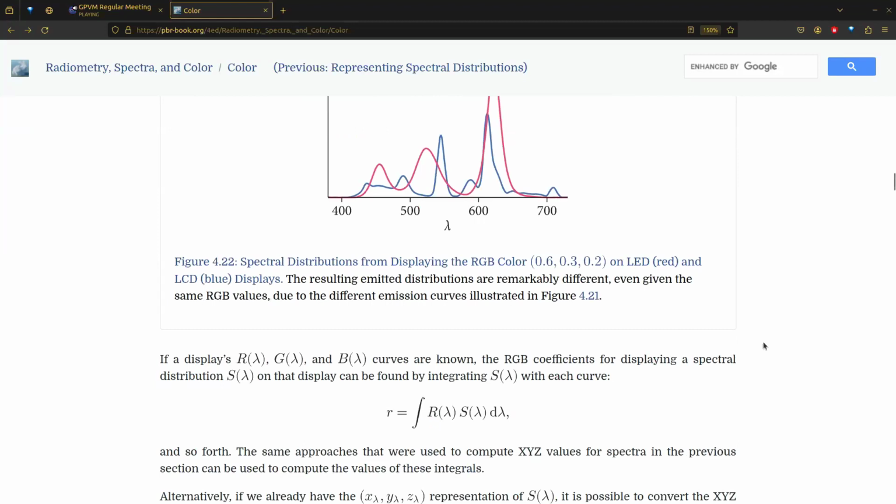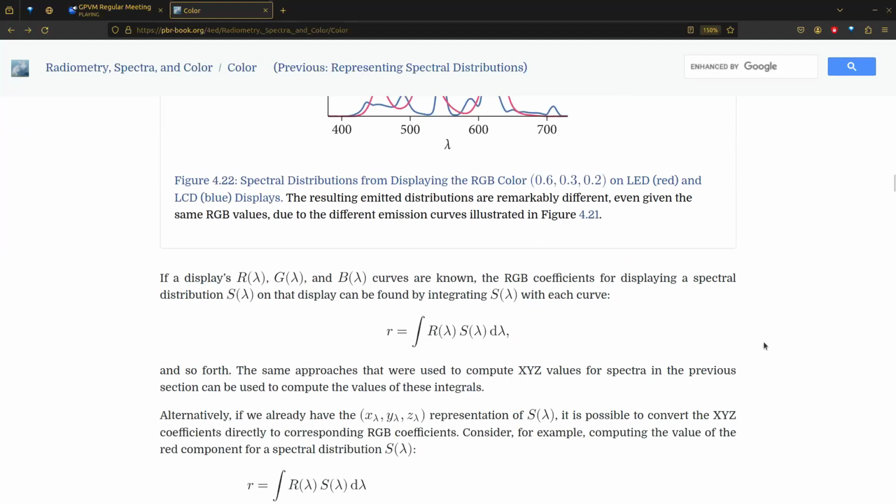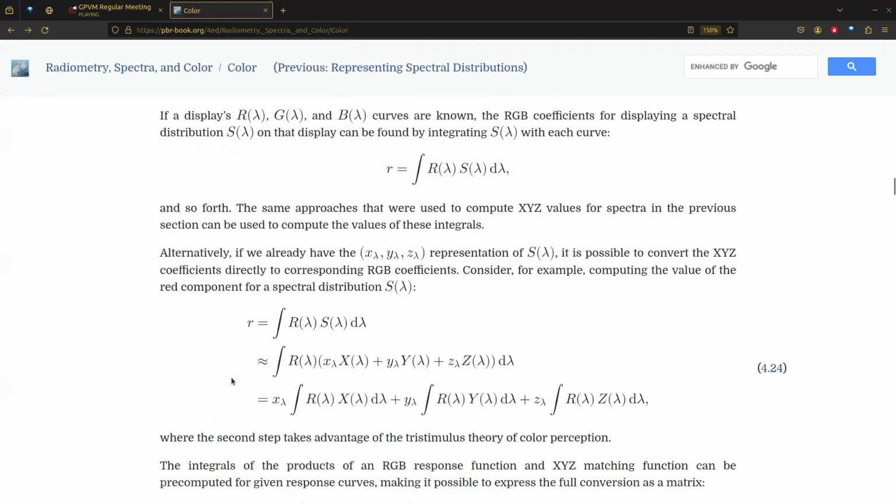So if the display's red of lambda, green of lambda, and blue of lambda curves are known, the RGB coefficients for displaying spectral distributions S of lambda on that display can be found by integrating S with each curve. So red is the integral of red times the spectral distribution, and so forth. The same approaches that were used to compute the XYZ values for spectra in the previous section could be used to compute the values for those integrals.